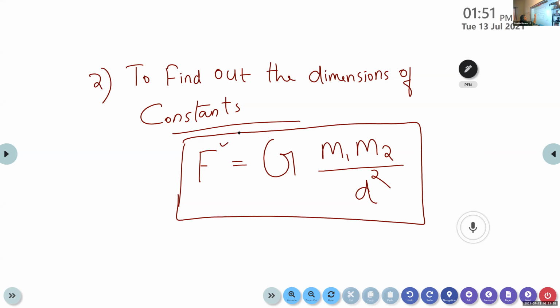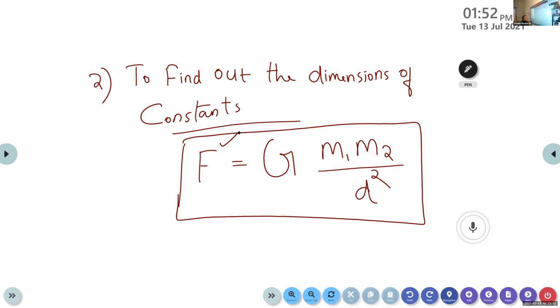Can you differentiate each term in this equation? What does F represent? Force. Good. Then what is G? The gravitational constant. Very good. So here we want to find the dimension corresponding to this gravitational constant. What do M1 and M2 represent? Mass. And D? Distance.